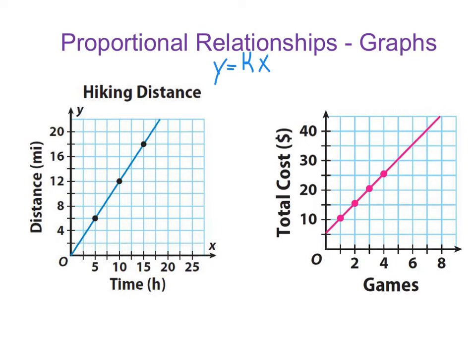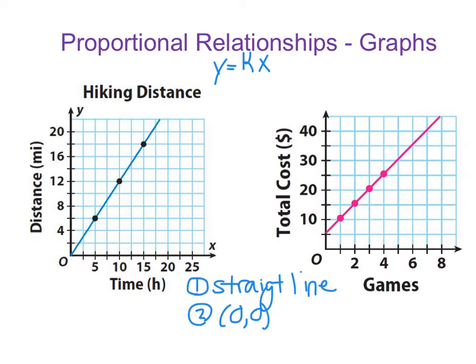Now, for a graph, there are two conditions that need to be met for it to be proportional. The first is it makes a straight line. The second thing is that it has to go through point (0, 0). And that's because for this equation to be true, if x is 0, y has to be 0, regardless of what number k is. So in this first example, is it a straight line?